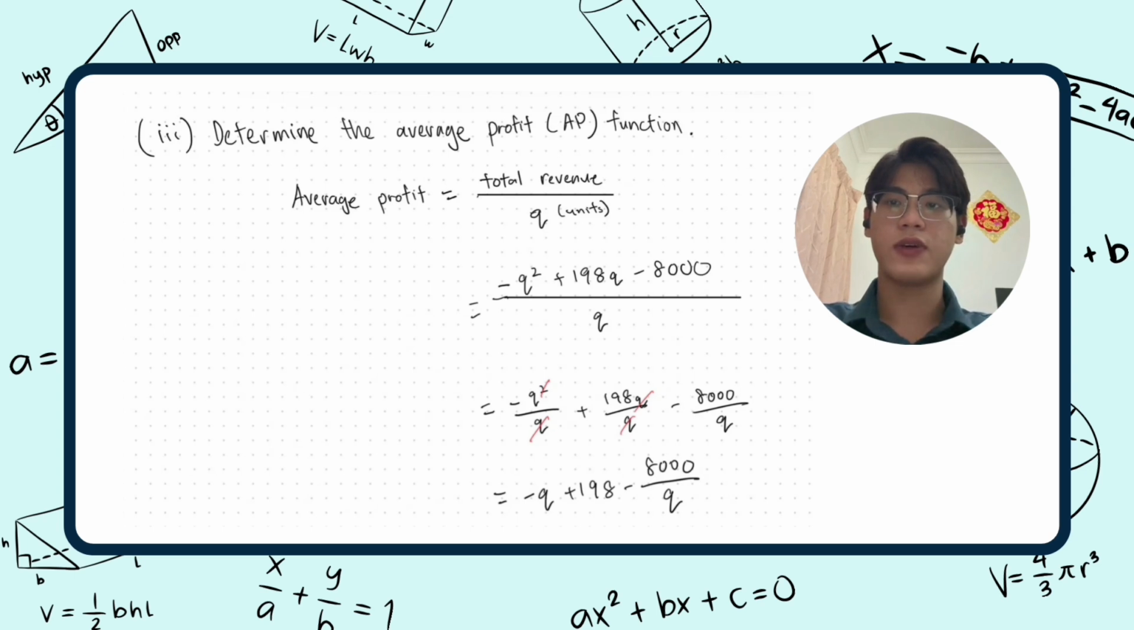So we can find out the total revenue in question 1 is negative Q squared plus 198Q minus 8,000, divided by Q. So we separate it, and when we simplify it, we get the answer: negative Q plus 198 minus 8,000 divided by Q.